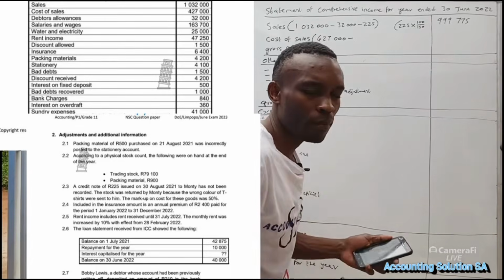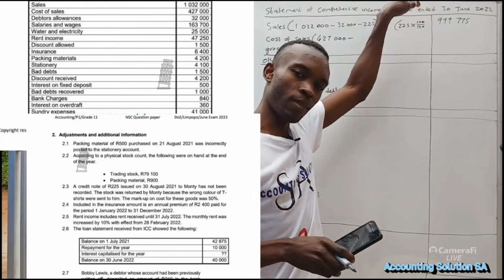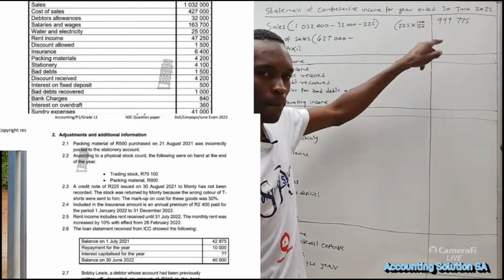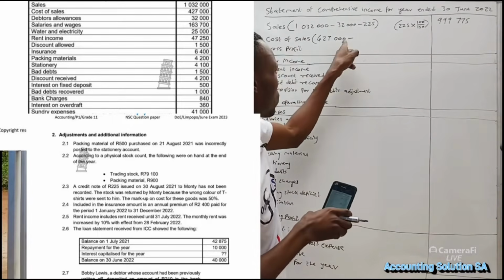Why 150? Because the markup is 50%. This side is always 100. We just added that 50% that they give us. If they give us 20, it was going to be 120. But this calculation is applicable when you are going down to cost of sales.